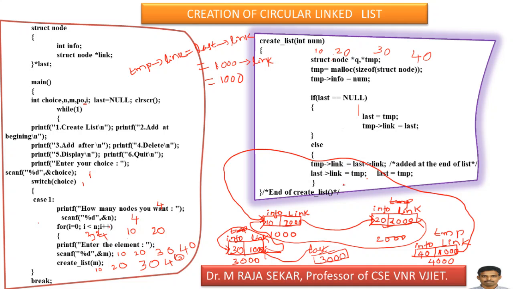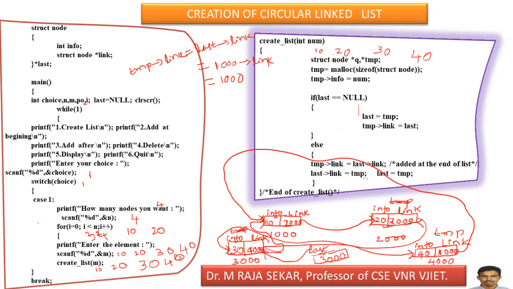Yes. Last arrow link equal to tmp. Last means what here? 3000. 3000 link equal to tmp. This one. Here I must write. This is the statement. What does it say? Last arrow link equal to tmp. Last means 3000. 3000 link means this one. Here tmp means the recently created node, the 4000 node. It will search for a node whose address is 4000, isn't it?